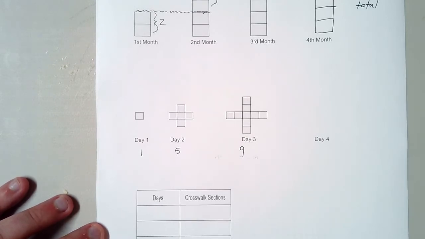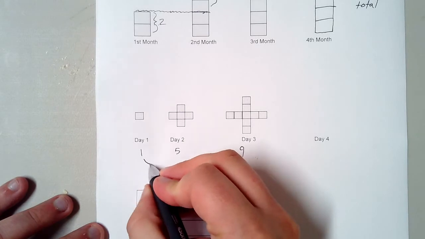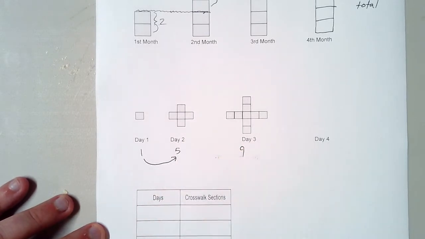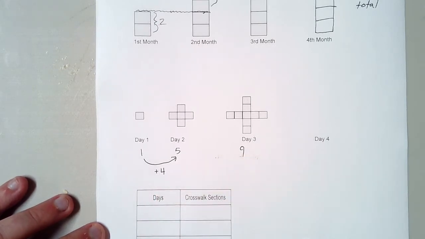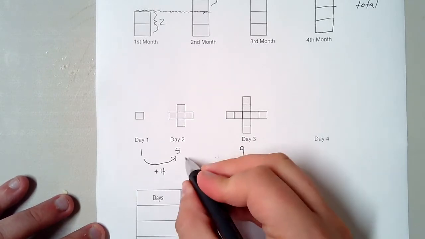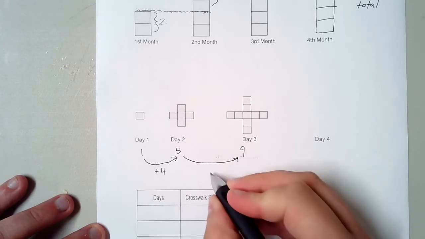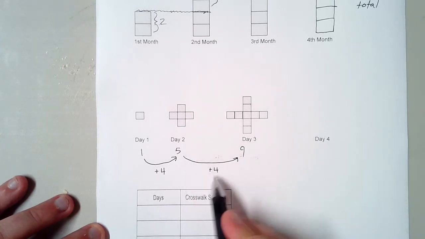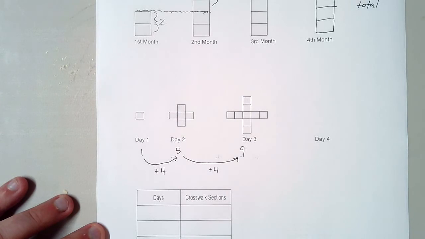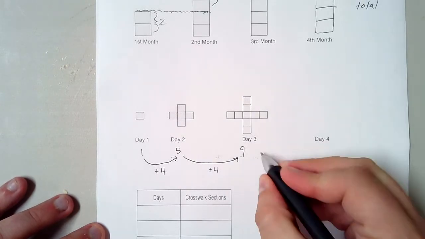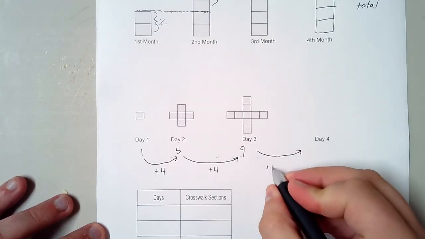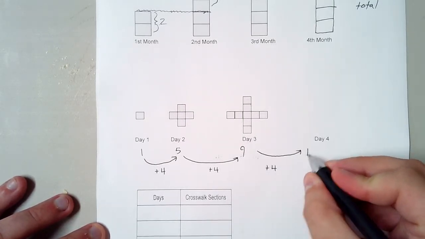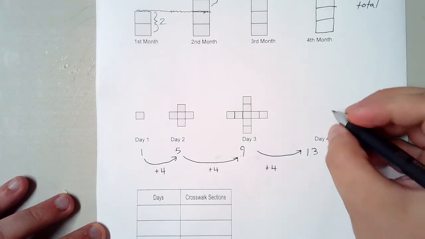And so what's happening? Well, to get from 1 block to 5 blocks, what had to happen? Well, we added 4 of those squares, 4 of those tiles. And then to get from 5 to 9, again, we see that we are adding 4. 5 plus 4 gives us 9. So we would expect then, if we're following the same pattern, that from day 3 to day 4, if I'm adding 4 to this, that should get me to a total of 13. And so let's build that out.